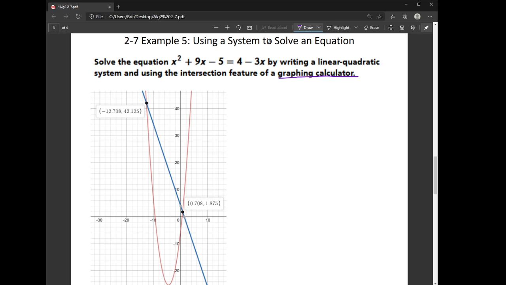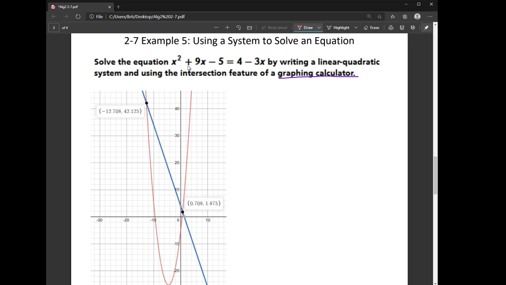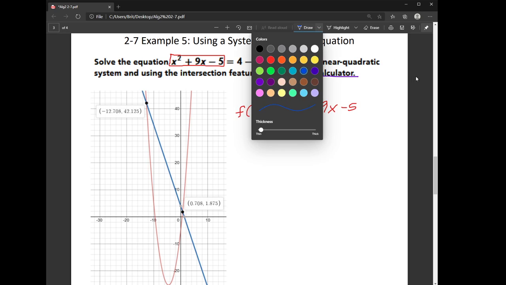So what we have here is an equation that has expressions on both sides. And so what we can do is take the equation and split it into two equations. Here, this red stuff, I'm going to call f of x equals x squared plus 9x minus 5. And I have that graphed. That's what the red parabola is on my graph here.